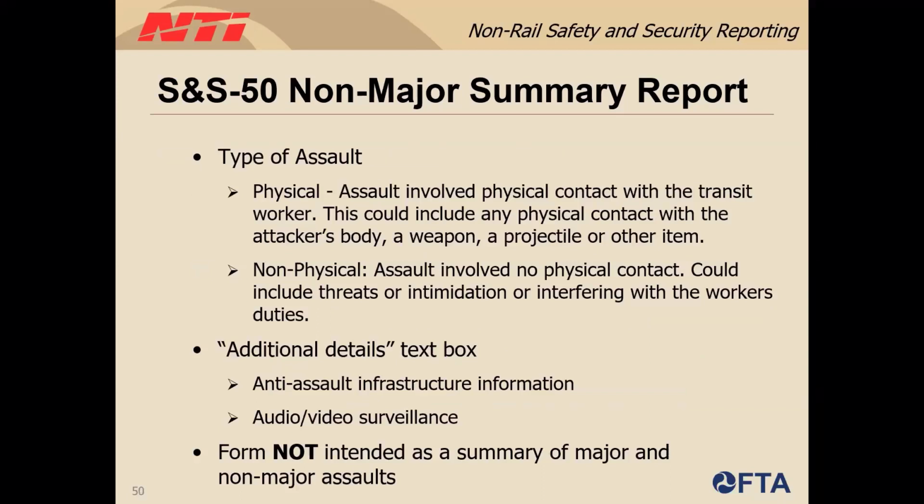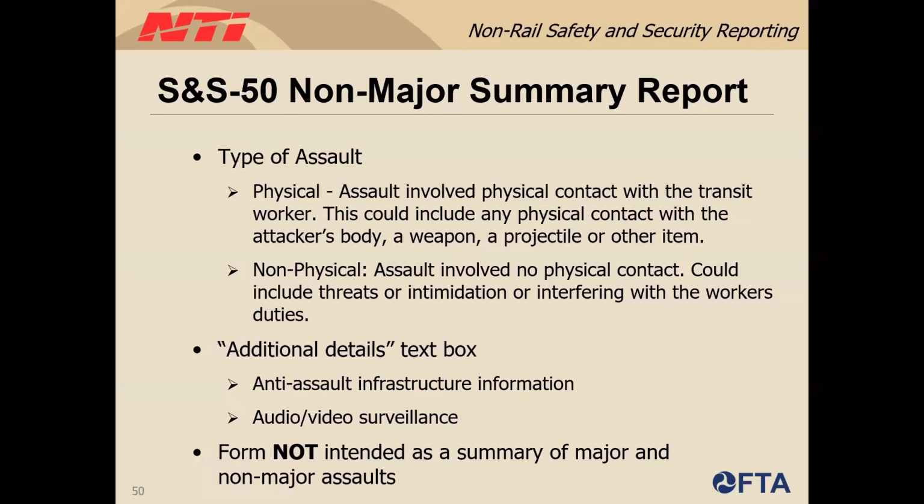There are two types of terms used to collect the assault type. These terms classify an assault as physical or non-physical. In a physical assault, the assailant makes physical contact with the worker by body, by an object, weapon, or any projectile. Projectiles may include bullets, any liquids, the assailant's saliva, or any other substance.